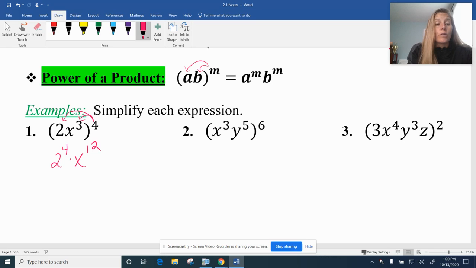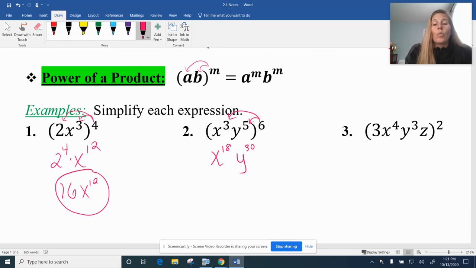And then 2 to the 4th power, you could work that out, calculating it out, 2 times 2 times 2 times 2, and you get 16x to the 12th. For number 2, that 6 on the outside is going to be applied to each of those terms. So you get x to the 18th and y to the 30th.